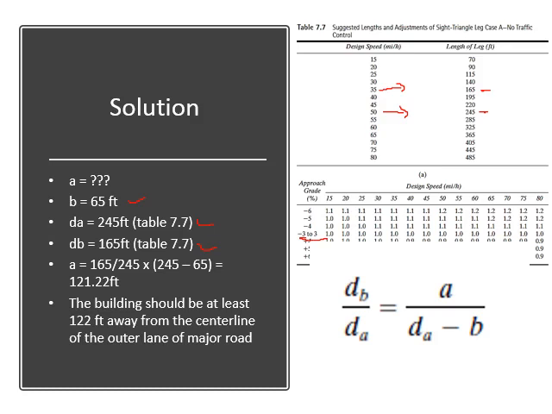Then we have the ratio here, similar triangle. You apply the ratio, you have dA, you have dB, and B is also given, 65 feet, the building distance from the minor road. So you put these values in the equation and you get 121.22 feet. So that means the building should be located 122 feet away from the major road. So hopefully that's clear now.